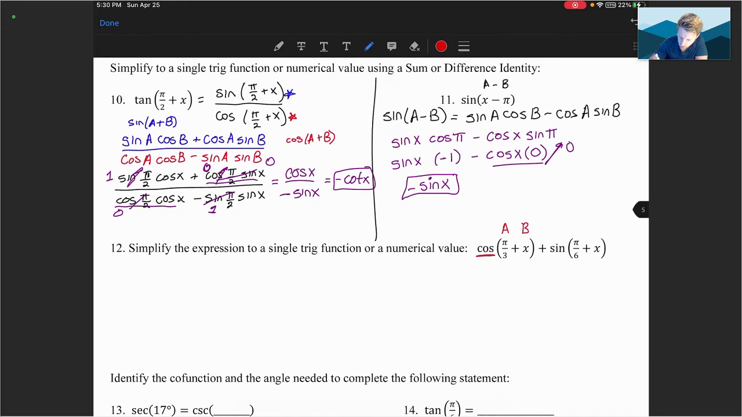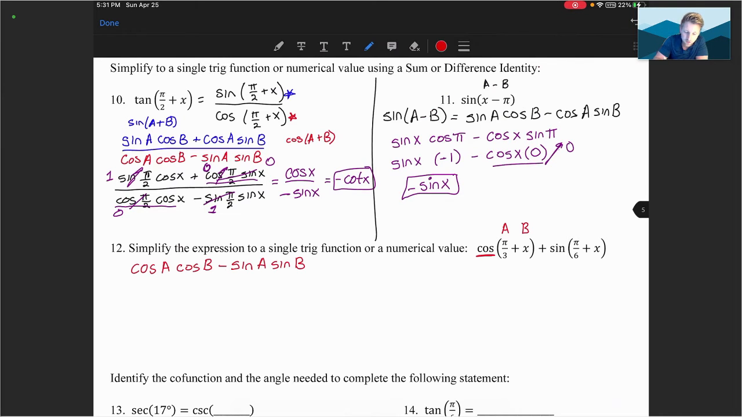This would be the cosine of angle A, and I'll just write this in one step here. So cosine of angle A, the cosine of B, minus the sine of A, and the sine of B. So that's the sum of cosines identity right there.